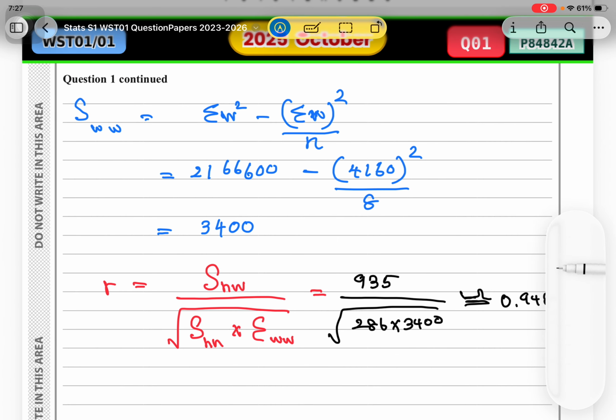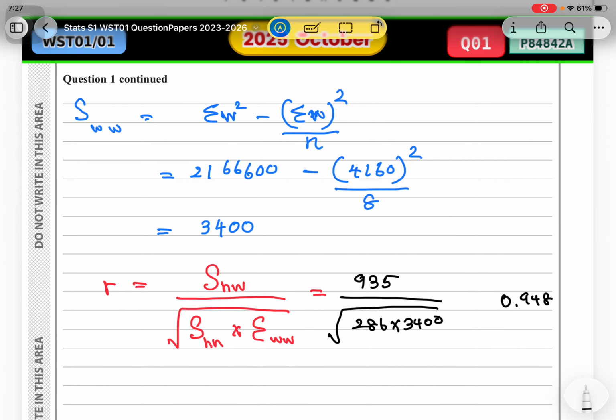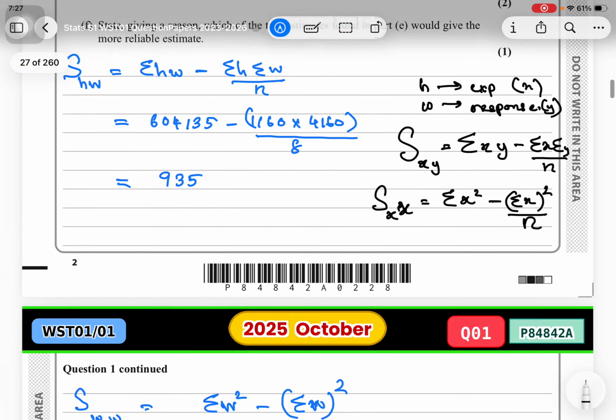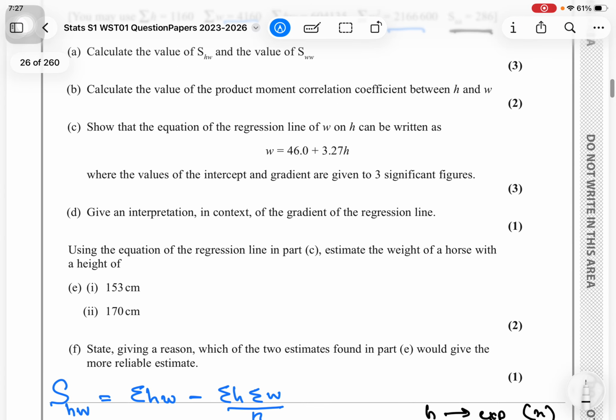0.948. So that means we can see this answer is leaning towards positive correlation because it's almost equal to +1. Kind of a strong positive correlation, but they're not asking us for any interpretation yet. Yeah, in part C, they're asking for the equation of the regression line.